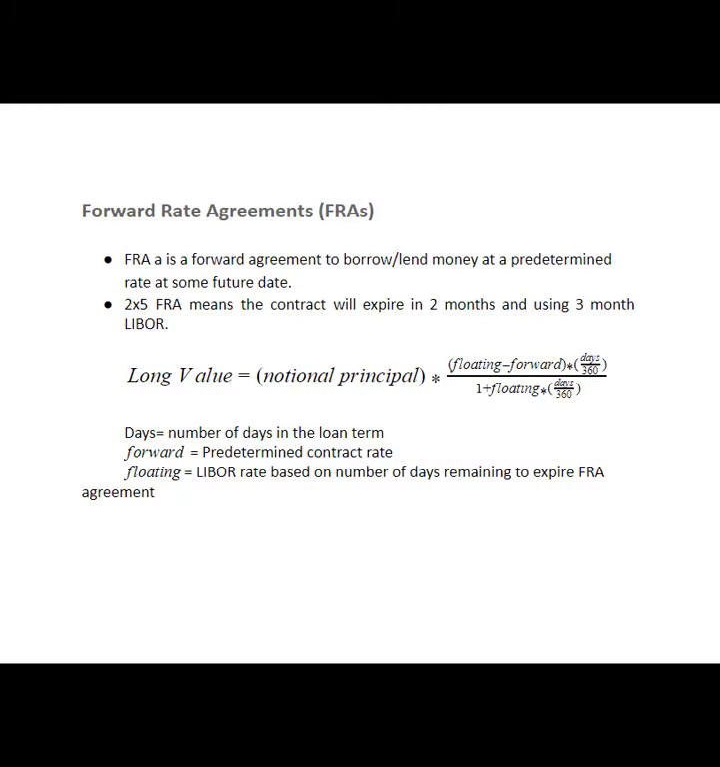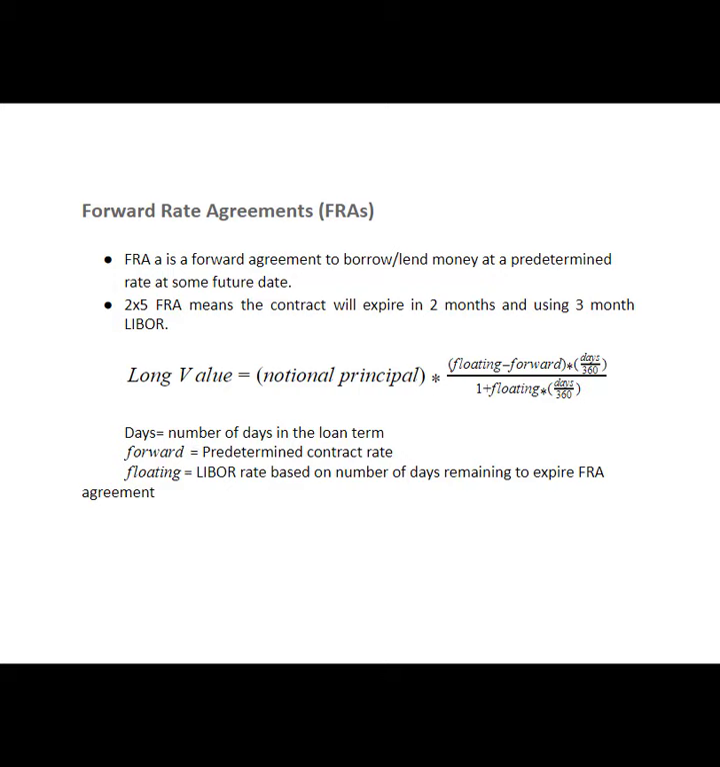Hi, today we're going to talk about forward rate agreement. They're very similar to forward contract, which we talked about. In forward contract, we talked about a long party in contract with a short party to buy an asset at a predetermined price in future. However, in forward rate agreement, there's an agreement to borrow and lend money at a predetermined interest rate at some time in future.